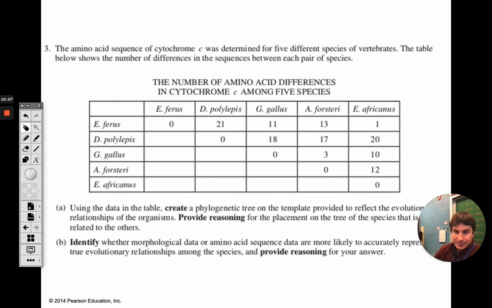All right, this is a past AP question, and I'm going to show you guys how to set up a cladogram. A little bit different than the ones that we've been working on. But I have 5 different species here. So we have the genus name first, species name second. We have like E. ferus all the way over to E. africanus. What they did was they showed us the number of amino acid differences between these 5 species. So let's make a cladogram or a dichotomous key or a phylogenetic tree, however you want to say it.